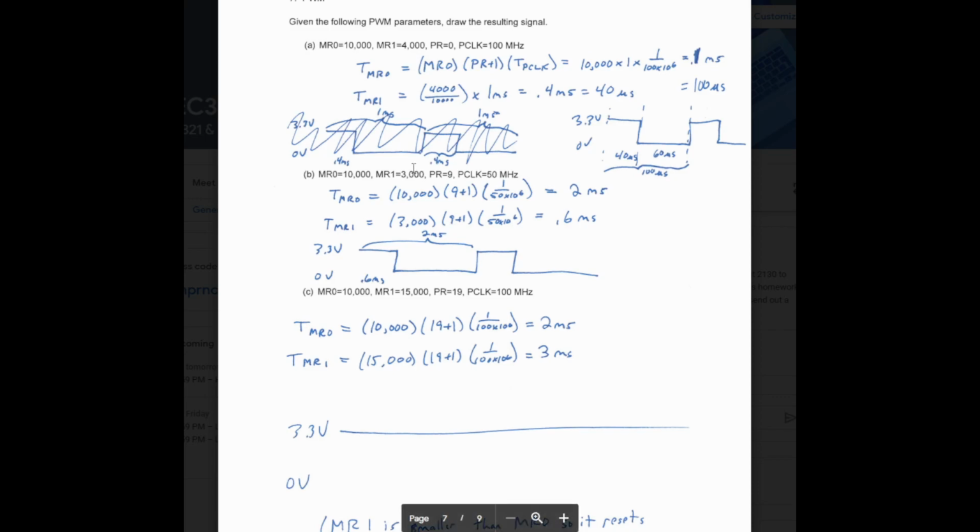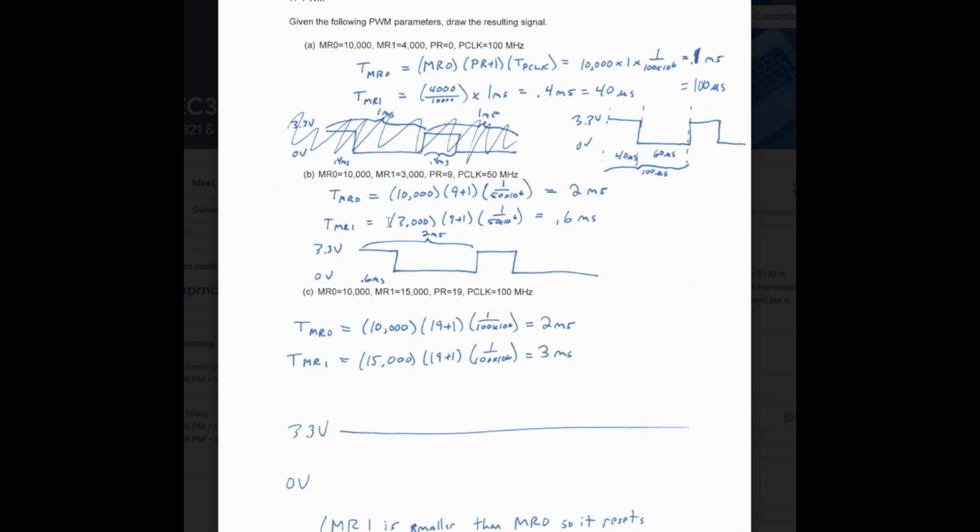Moving on to part B, we're looking at similar values. So we change the duty cycle percent a little bit. We increase the PR, so the prescale is what increases here, and then we decrease the clock cycle. So we should see larger timers here in general. We do the same calculation, but now PR is 9, and TPCLK is going to be lower, so it's over 50 times 10 to the 6th, and we get 2 milliseconds out for our period.